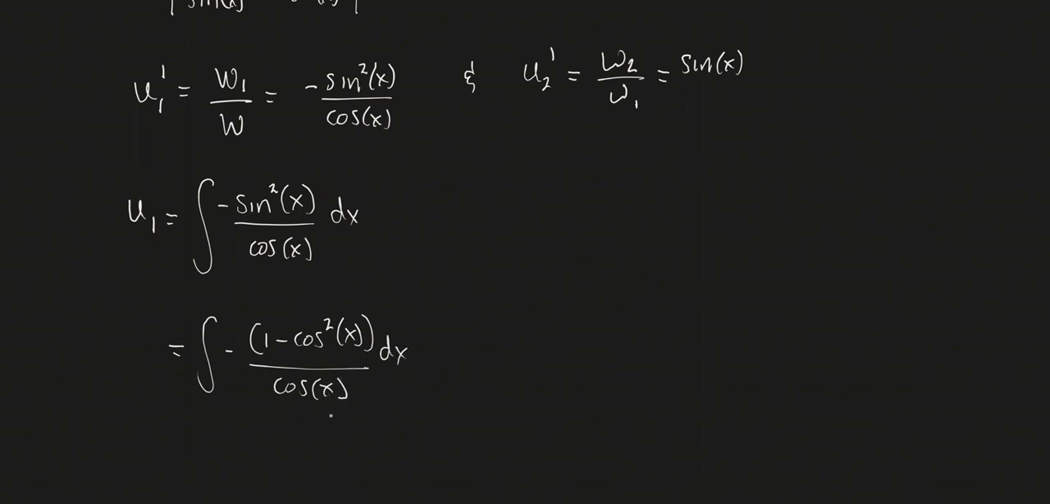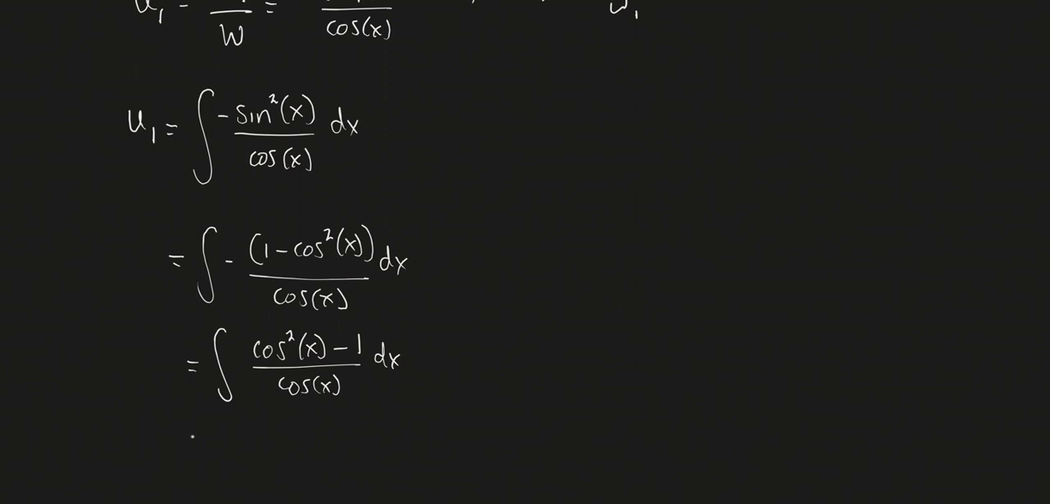Since I have a single term in the denominator, I can do two things. I can distribute the negative here and switch the signs around, and then I can divide each term by cosine. So let me do it in stages. If I distribute the negative in the numerator, I'll have (cosine squared x minus 1) over the cosine of x dx.